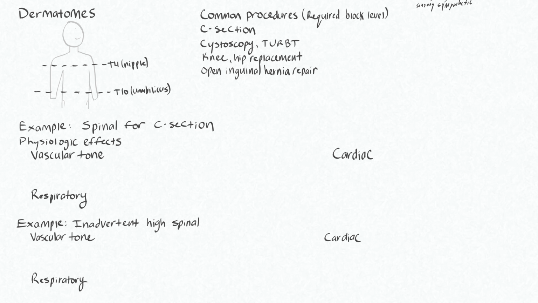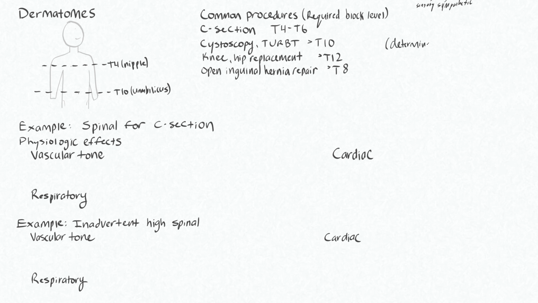These are some of the common procedures that people will use neuraxial for, and what different spinal levels you'll need to block in order to have a sufficient block for the surgery. So for a C-section, you need about a T4 to T6 block, which is actually reasonably high. For cystoscopy or transurethral resection of a bladder tumor, you need about a T10 block. For knee and hip replacement, greater than T12 will be sufficient. And an open inguinal hernia repair, you'll need a T8 block.